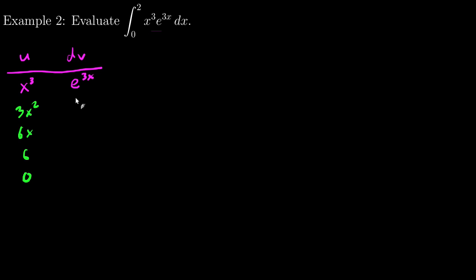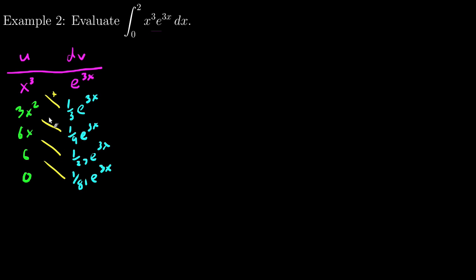So we take antiderivatives here. The antiderivative of e to the 3x is 1/3 e to the 3x. The antiderivative of that is 1/9 e to the 3x. The antiderivative of that is 1/27 e to the 3x, and the antiderivative of that is 1/81 e to the 3x. And now I take my products with a positive, negative, positive, negative. That's not a negative sign, that's a negative sign.